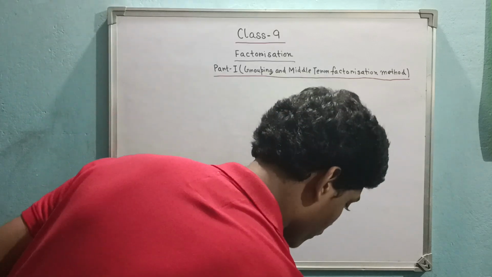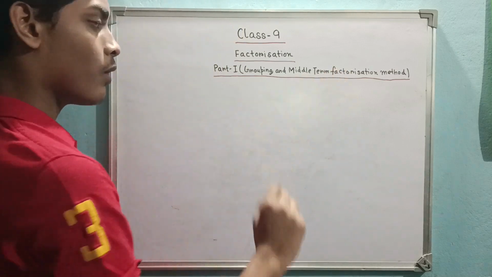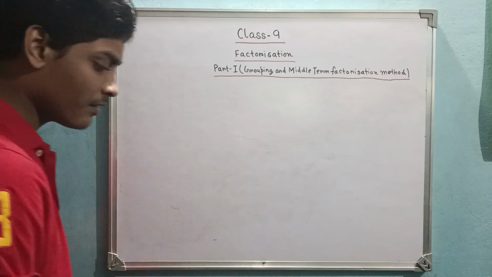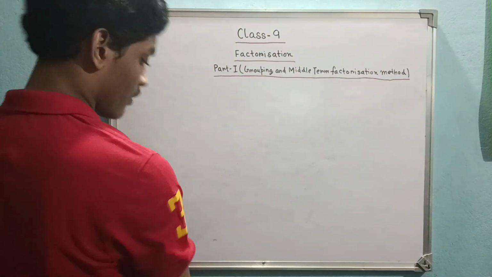A huge part of the sums are from the factorization of the middle term only. In higher classes also this formula will be required for you to do quick calculations. We'll see how to do that. Let us see the last sum of grouping. Let us see what it is.